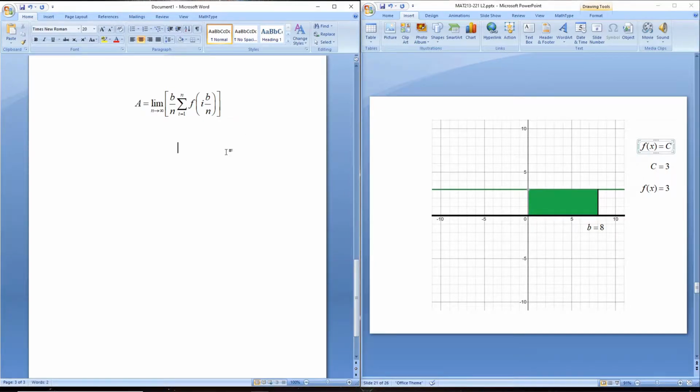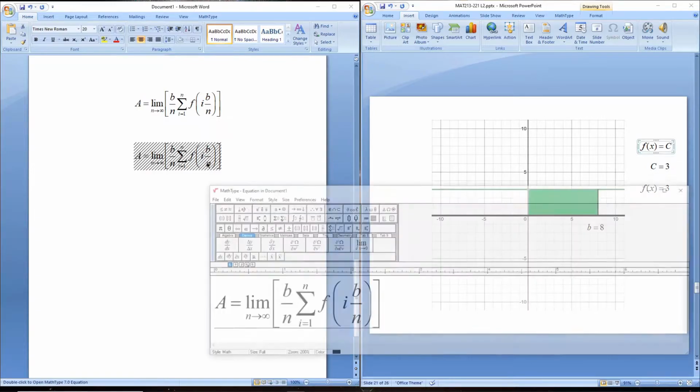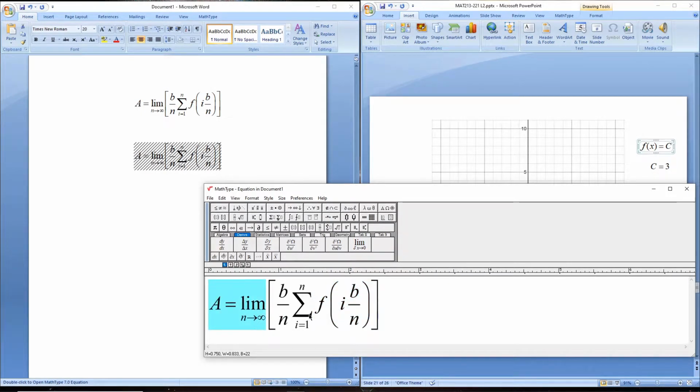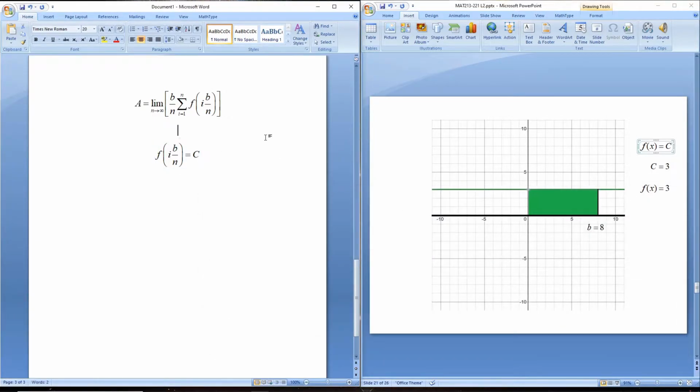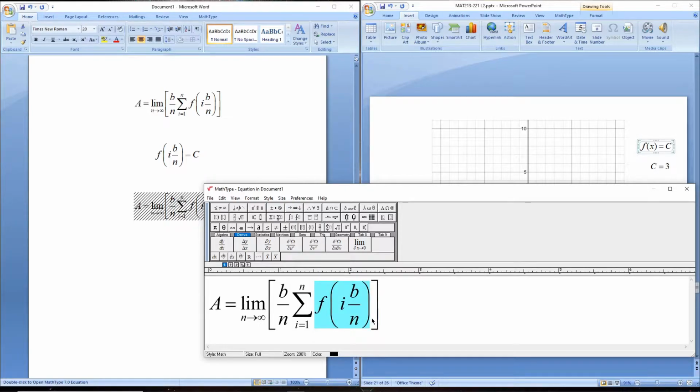So what I'm saying here is that this function is going to be c. The function we're choosing is just a horizontal function, c, and then you can choose any number you want for c. In the graph on the right, I chose 3. So we're going to take this and plug it into our area formula. All this function here is c. And c is a constant, so we can pull it outside of the summation, which means all that's left in the summation is 1.